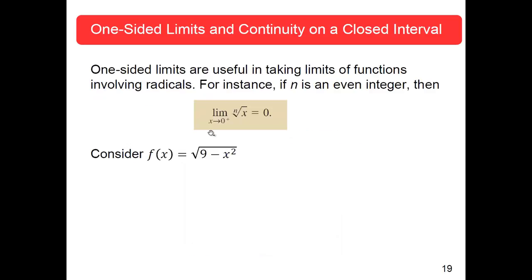This is important because we will often deal with functions like this radical function here, where it's not defined for all real numbers. In fact, whenever you have an even root function, it's usually not going to be defined for all real numbers. In particular, we have the square root of 9 minus x squared. If we look at this function, we need to evaluate the limit from the left and the limit from the right.